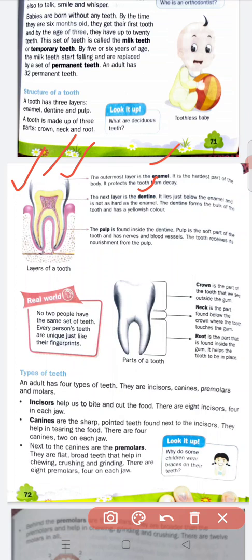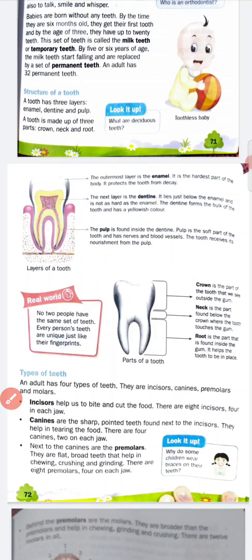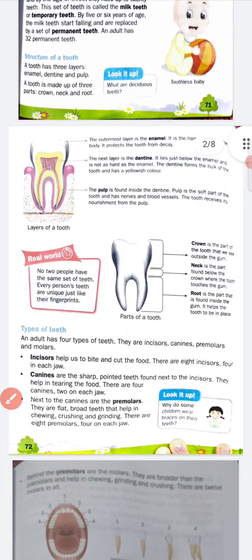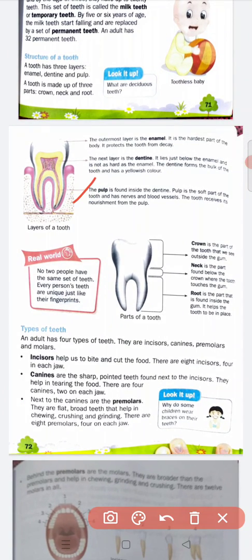Now, student, pulp. You can see the underside of the tooth. You can see this diagram also. There is a pulp also. You can see this is the pulp of the tooth. It is found inside the dentine, and it is a soft part of the tooth and has nerves and blood vessels, and the tooth receives its nourishment from the pulp. Understand what I am saying?